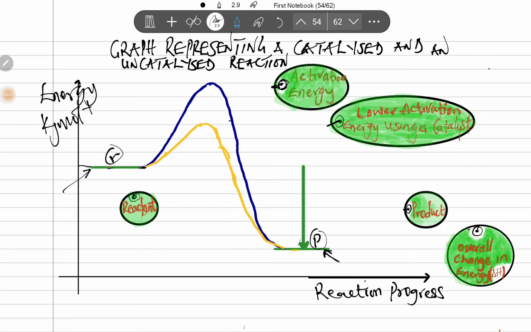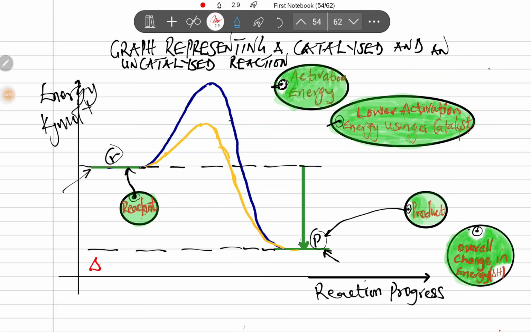The energy of the reactant and the energy of the product can be further extended with a broken horizontal line to link one another, just like this. So this is the reactant, as you can see in the label, and this is the product, as you can see in the label.